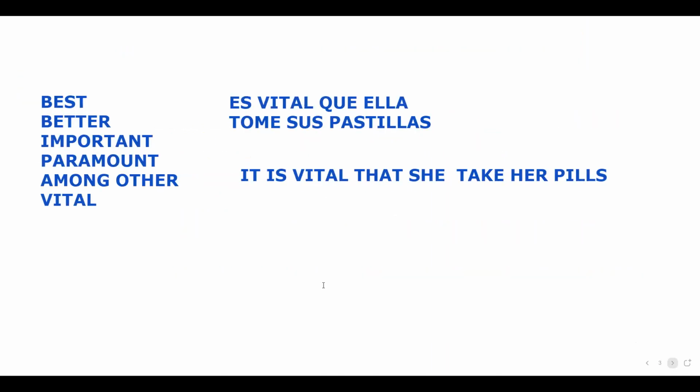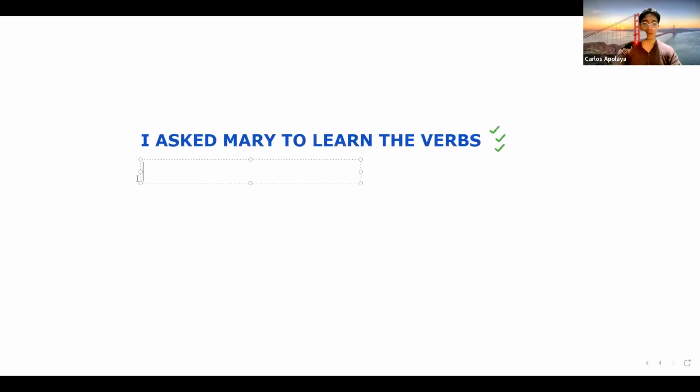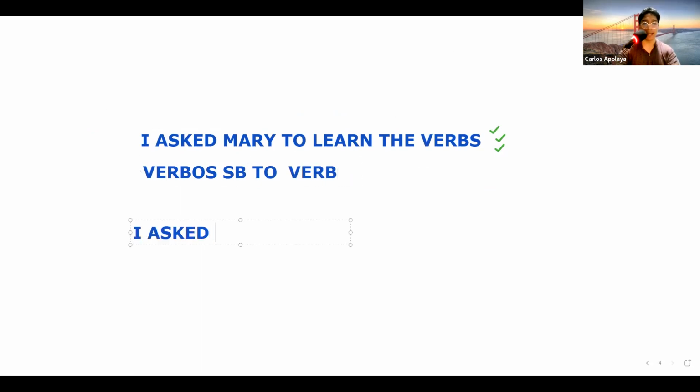Acá, look at this. Esta estructura es otra, ¿no? Estas son la estructura de verbos, un subject o alguien, somebody, tú y otro verbo. Pero lo que te he enseñado hoy día es, tienes que agregar el that sí o sí. Acá sería, I ask that Mary learn the verbs.